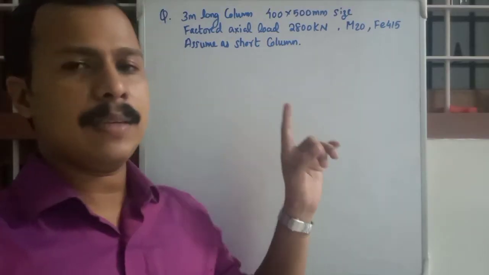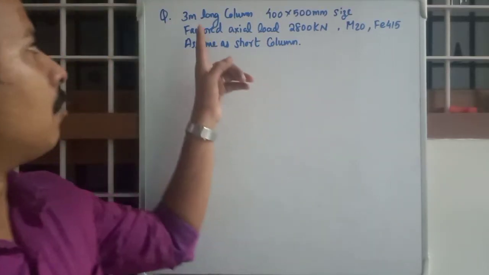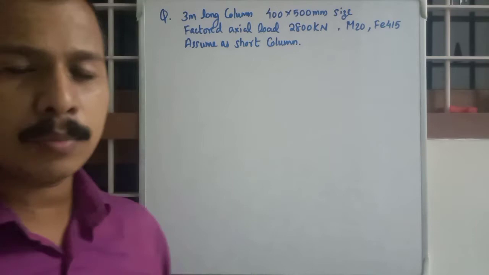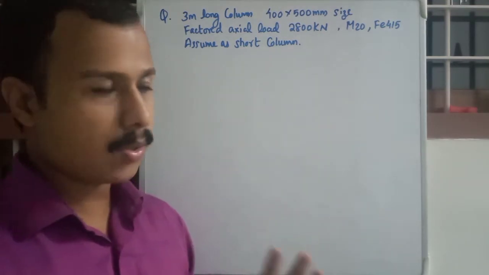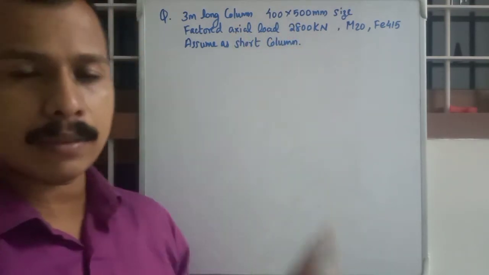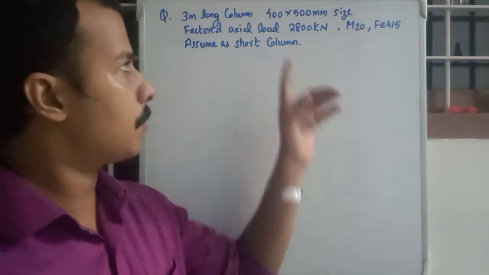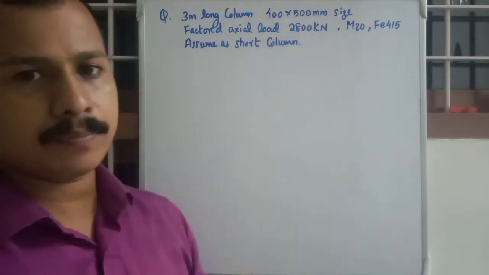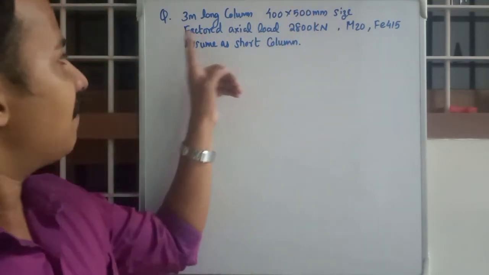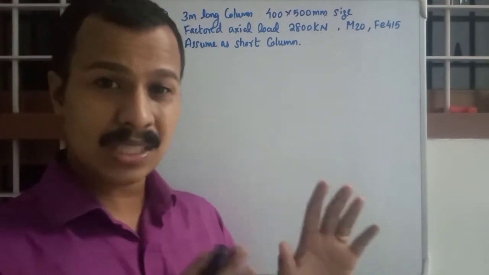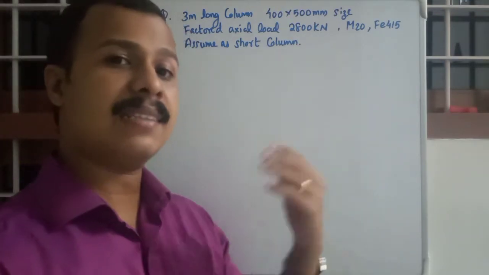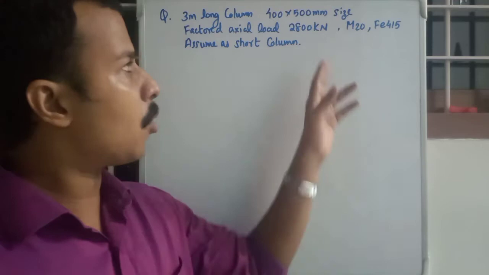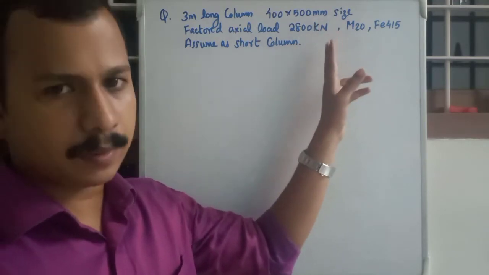So this is the question. You have the length of the column to be designed as 3 meters and the size is already given. That may not be always the case. 400 by 500 mm size. And factored axial load, not just the axial load, factored axial load, that is, it is already multiplied with 1.5.